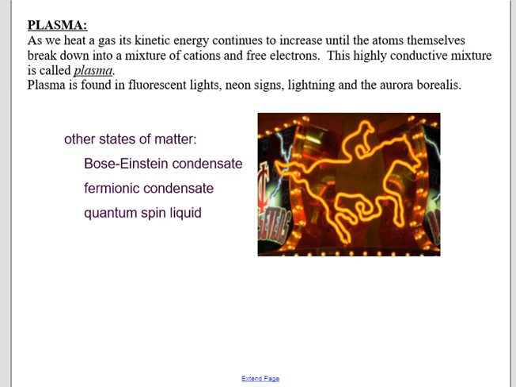There are now several other states of matter that have been identified. Plasmas are one that you may see inside of a fluorescent light or a neon light, or when you look at the sky and see the northern lights. There are also states of matter like Bose-Einstein condensates, fermionic condensates, and quantum spin liquids.